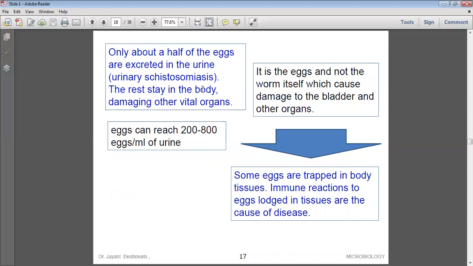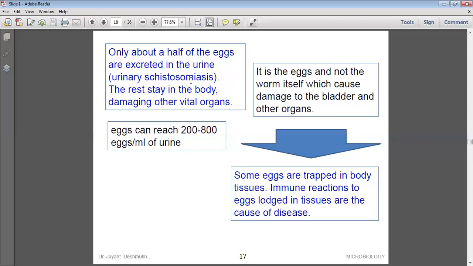So this is what happens. I'm just reading: only about half of the eggs are excreted in the urine in urinary schistosomiasis. The rest stay in the body, in different tissues, damaging other vital organs. How, we will discuss. It is the eggs and not the worm itself which cause damage to the bladder and other organs. Whatever the clinical presentation is, it is not due to the adult worm. Here only the egg is responsible for the clinical presentation.